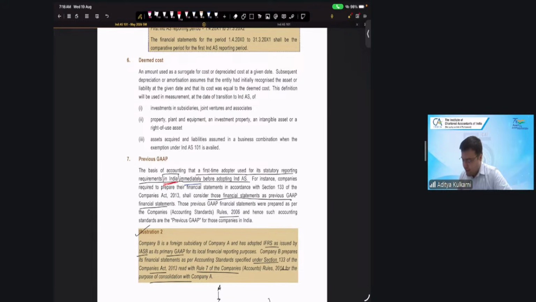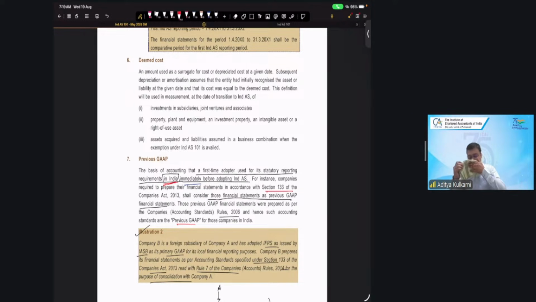So companies required to prepare their financial statements in line with section 133 shall consider those financial statements as previous GAAP financial statements. They were prepared as per the Companies (Accounting Standards) Rules, and hence such accounting standards are the previous GAAP for those companies in India. Easy? No difficulty? Yes. So basically, you will have to look at those standards which were followed prior to Ind AS for reporting purposes in India.